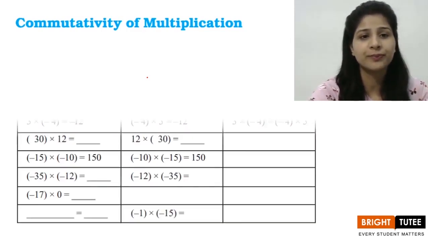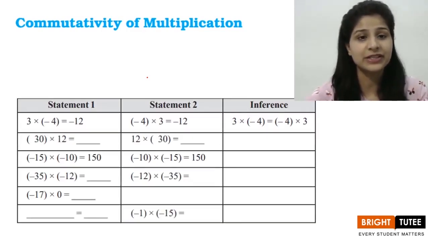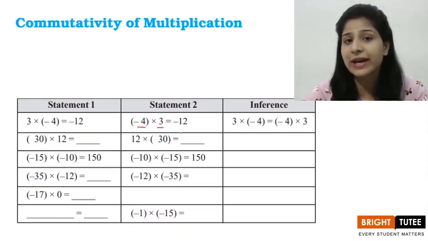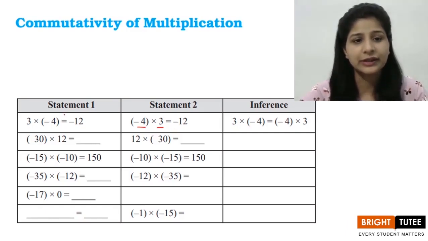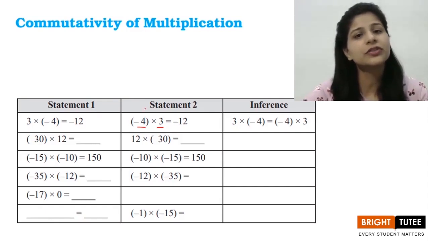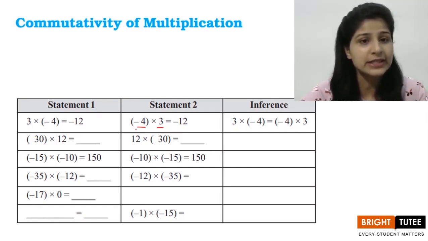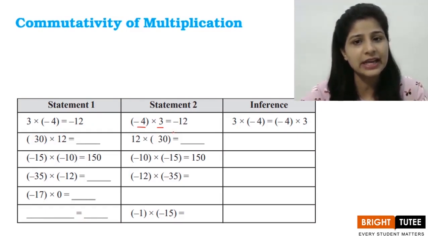Let's try out. So there is a table as you can see. 3 into minus 4 is coming as minus 12. Can we write it as minus 4 into 3? Yes. Is it also going to give us minus 12? Yes, it is going to give us minus 12 for sure. 3 into 4 is 12, also 4 into 3 is 12. And because the negative sign is coming once, we will put a negative sign in the answer.